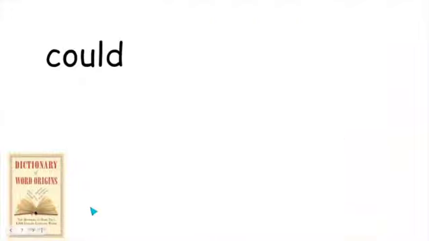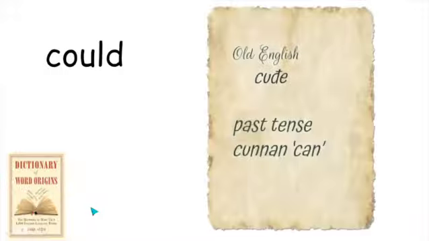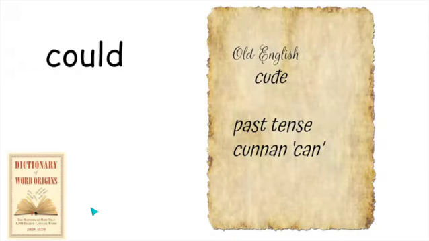Now we're going to look at could. The Old English form of could was probably pronounced k-ooth, because that D with the line in it is actually called an eth, and it's a letter that no longer exists. We don't use that letter anymore, but in Old English they did, and it represented the TH sound. It is the past tense of the Old English version of can.